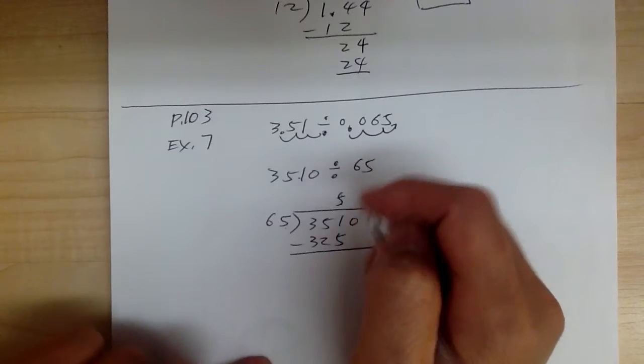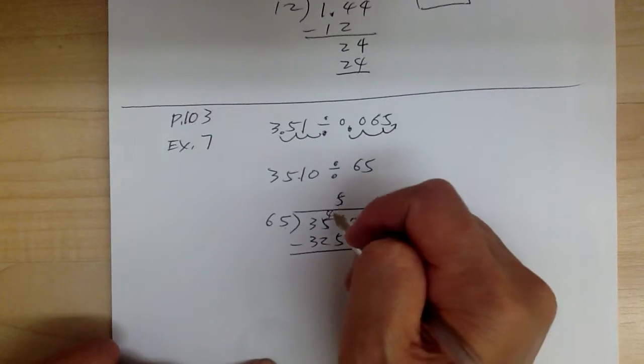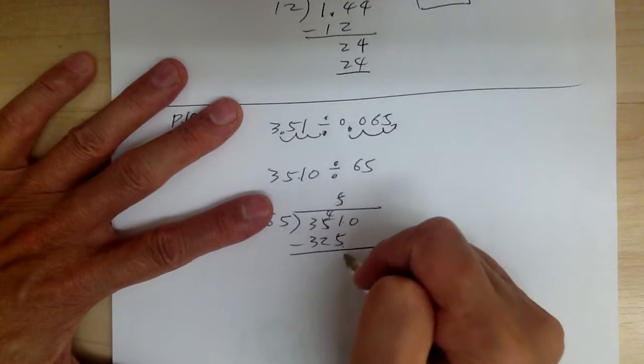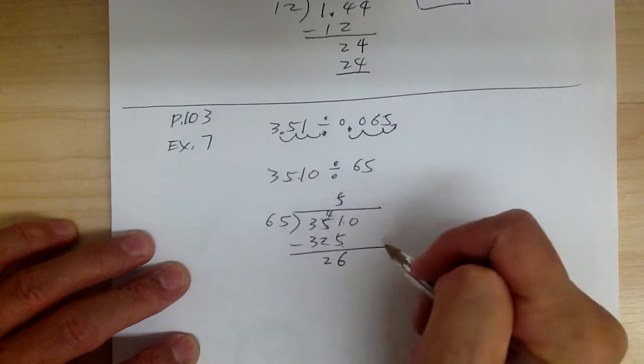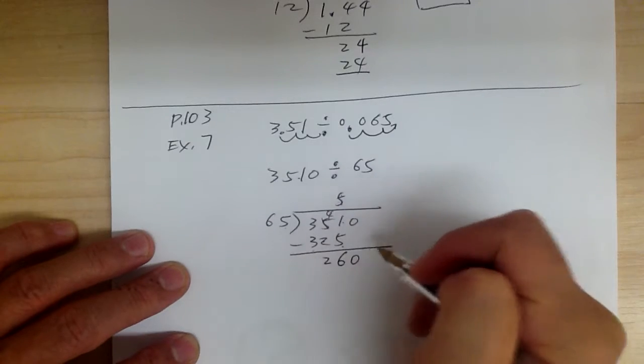Okay, subtract. So you have to borrow, right? So 10 minus 5 is 5, plus the 1 gives you the 6, right? 4 minus 2 gives you 2. 3 minus 3 is 0, right? So nothing. So you drop the next digit.